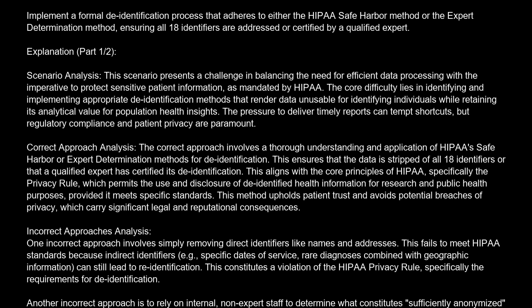Incorrect approaches analysis. One incorrect approach involves simply removing direct identifiers like names and addresses. This fails to meet HIPAA standards because indirect identifiers, e.g., specific dates of service, rare diagnoses combined with geographic information, can still lead to re-identification. This constitutes a violation of the HIPAA privacy rule, specifically the requirements for de-identification.